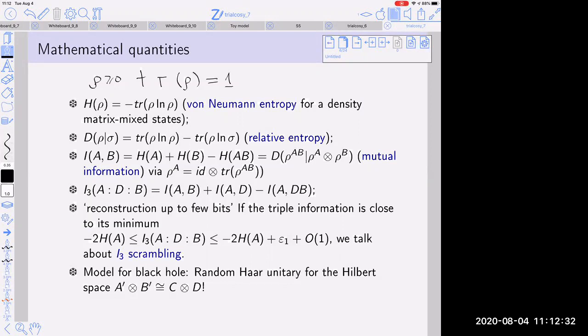We need the relative entropy, which is given by trace rho ln rho minus trace rho ln sigma. So the relative entropy is, I will step back. You want to step me back immediately, James?